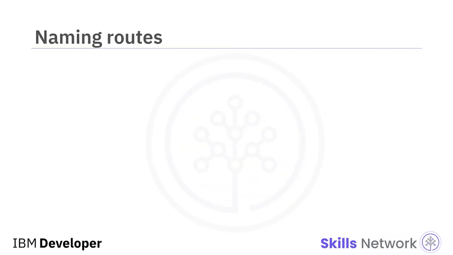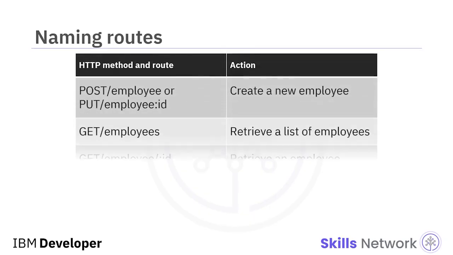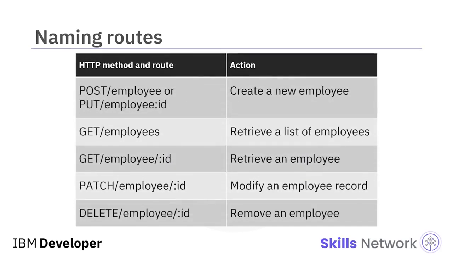When naming an API route, be sure to use a noun as the resource identifier. This table provides examples of HTTP routes for post, get, patch, and delete using the word employee in the route. These routes are examples if you are writing HTTP methods and API routes to modify employee data.